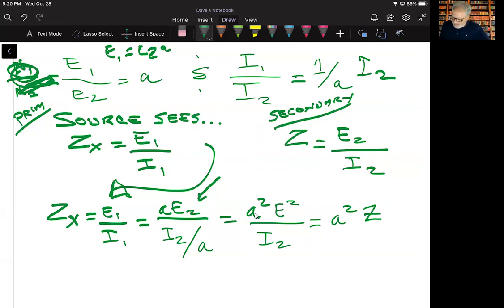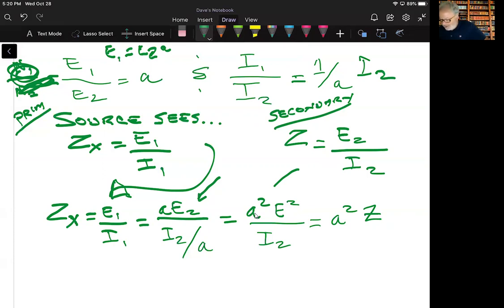Then it's just a simple matter of a fraction over a fraction: invert and multiply. So I end up with A times A, or A squared. The E2 remains and the I2 remains. Uh-oh, I've got that written wrong. That's not a squared term, is it? It's just a subscript here. But the transformation ratio is squared, times E2 over I2.